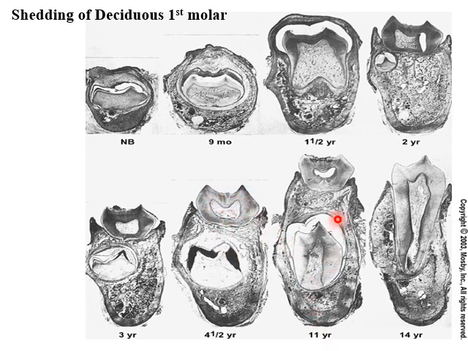At 11 years, this permanent premolar will exert pressure on the root of the deciduous molar and cause resorption of this root. Then at 14 years, the eruption of the permanent premolar occurs after shedding of the deciduous molar.